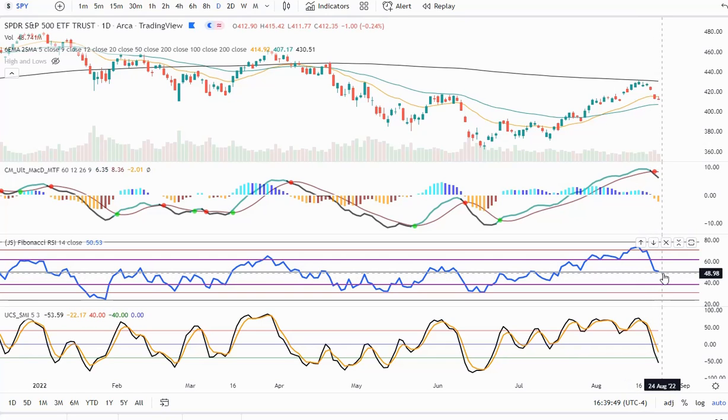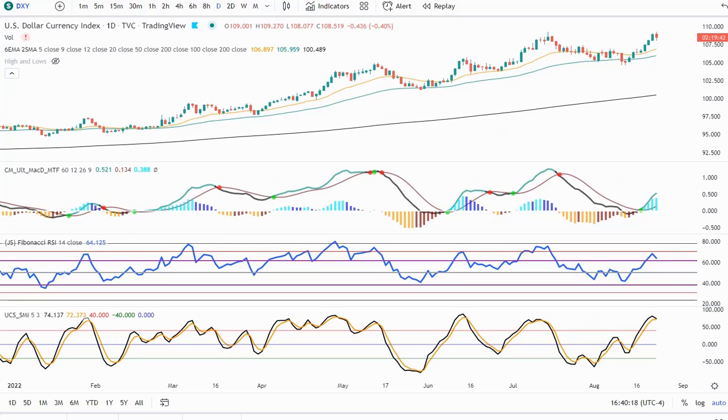So this area should act as a support. MACD is heading lower. Again, we don't want to see it below the zero line. So overall, it's not bullish, but it's not bearish either. We want to see it get back above the daily 20 and then slowly move up towards the 200-day EMA and retest that again.